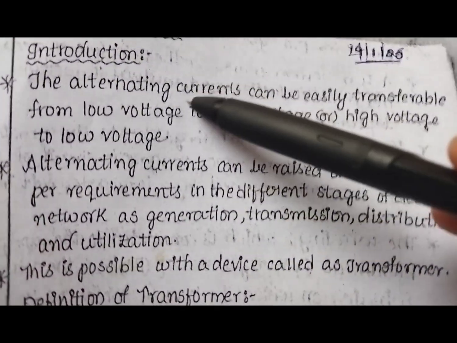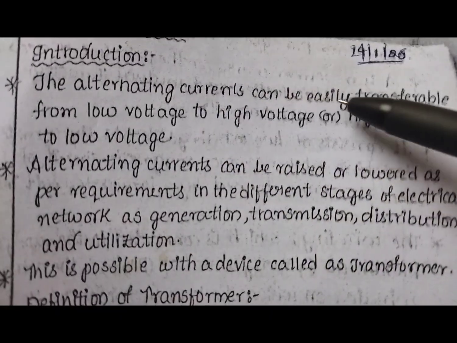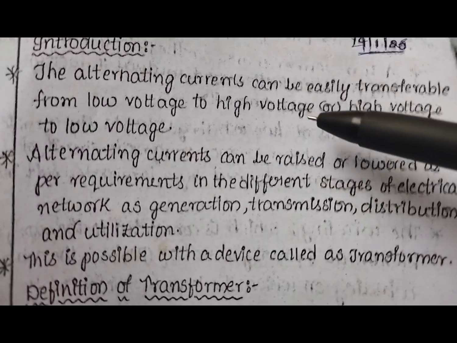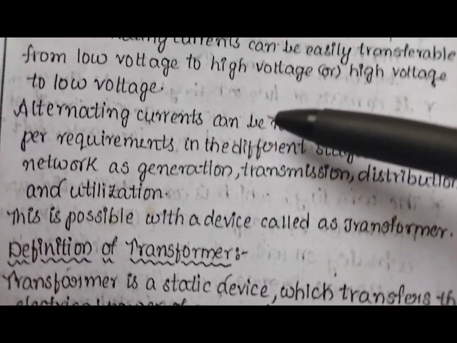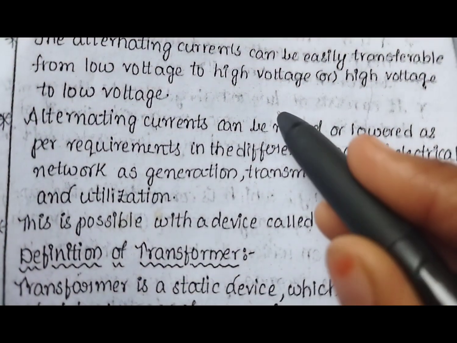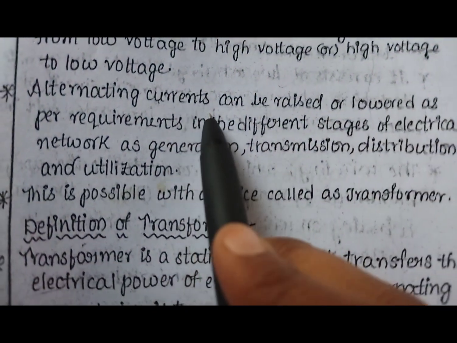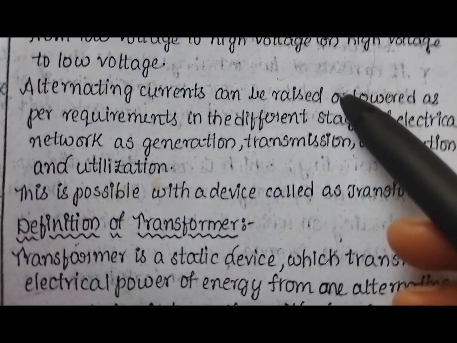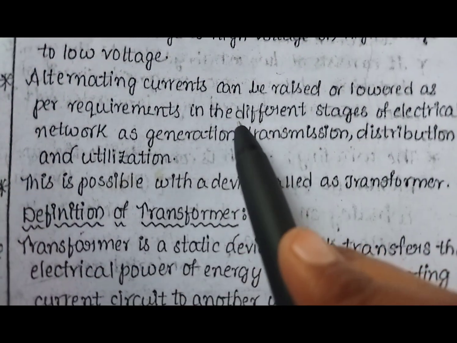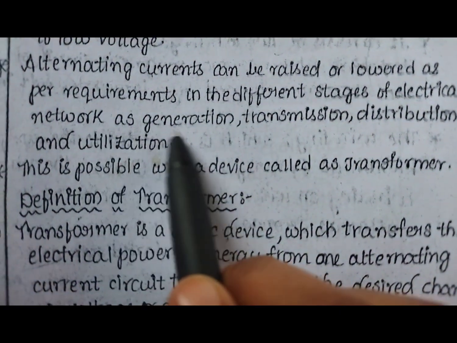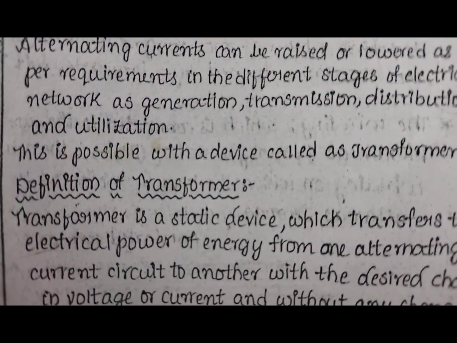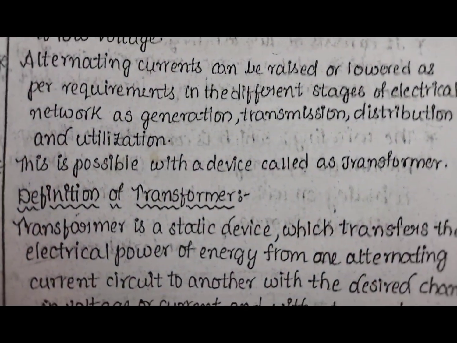As an introduction, the device by which alternating current can be easily transferred from low voltage to high voltage, or high voltage to low voltage, is known as a transformer. Alternating voltage can be raised or lowered, increased or decreased as required in the different stages of electrical networks: generation, transmission, distribution and utilization. This is possible with a device called a transformer.